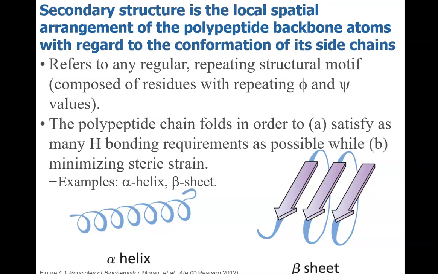Well, it means that we have these regular repeating structures, and if we look at proteins, we can predict theoretically, and that's what the early biochemists did, what kinds of structures they would form, and then they used X-ray crystallography to see if those structures were actually there. So typical examples of secondary structure are alpha helices and beta sheets. When the polypeptide chain folds, it wants to satisfy as many hydrogen bond requirements as possible while minimizing steric strain. So let's look at the structure of the alpha helix and the beta sheet.